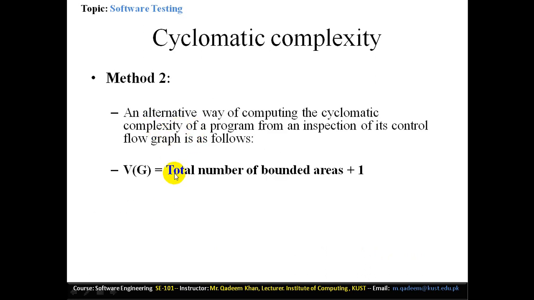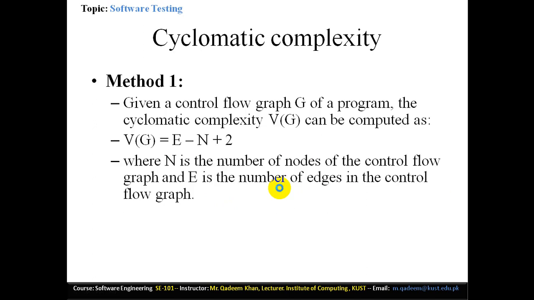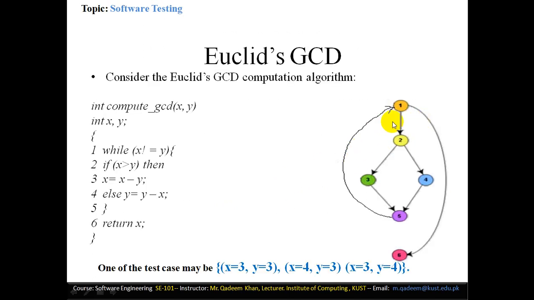The second method is total number of bounded areas plus 1. By bounded areas, we mean the closed areas. This is a bounded area. This is the closed area. This is another bounded area. There are only two bounded areas.